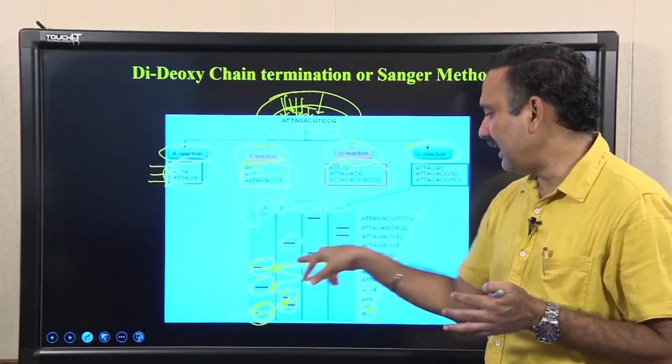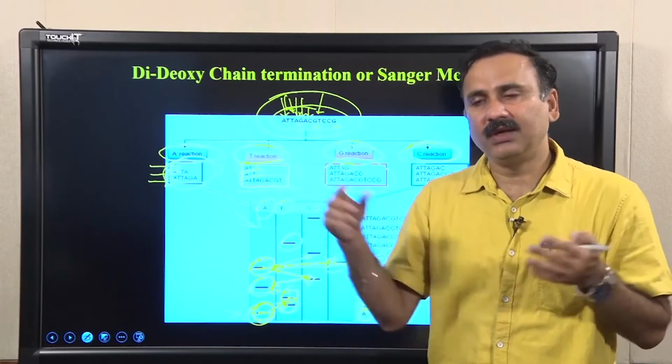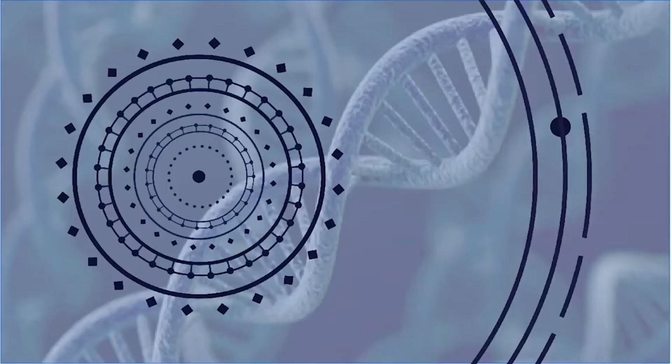So, if you read in a reverse pattern, you will be able to deduce the sequence, and ultimately what sequence am I getting? I am getting the same sequence that I started with. So, that is how you can analyze the sequencing reactions you are going to get after the Sanger's protocol or the chain termination protocol, and once you have this pattern you will be able to deduce the DNA sequence.